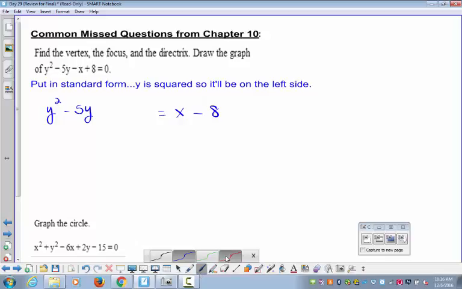Now we have to complete the square. So how do we complete the square with that coefficient of negative 5? What was it, 25 fourths? What did I say? Did I hear 25 fourths? Everybody agree? So divide, we get negative 5 over 2. Squaring a fraction means square the numerator, square the denominator, so we get 25 fourths. If we add 25 fourths to the left, we add 25 fourths to the right to keep the balance.